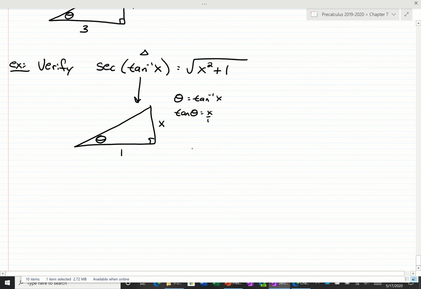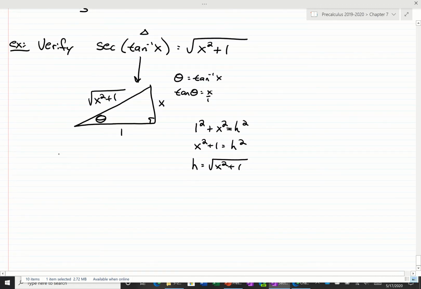So let's double check. Pythagorean theorem would say that 1 squared plus x squared is your hypotenuse squared. X squared plus 1 would be your hypotenuse squared. Your hypotenuse would therefore be the square root of x squared plus 1. All right, so really the answer is just in the work here. If you take the secant of that angle, the secant would be the hypotenuse over the adjacent, which is exactly what we wanted.